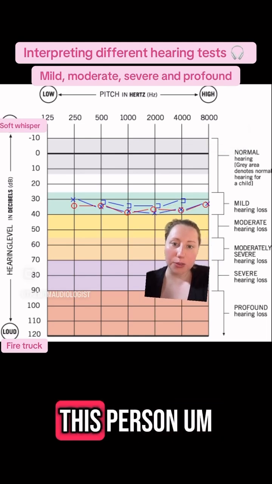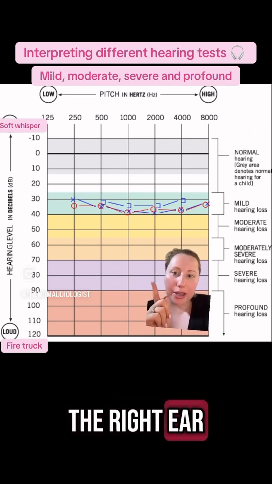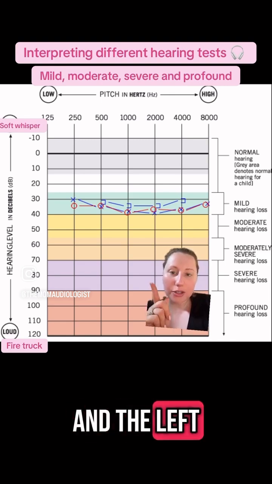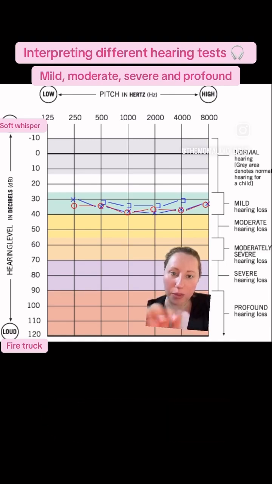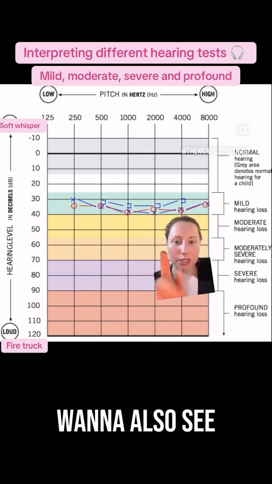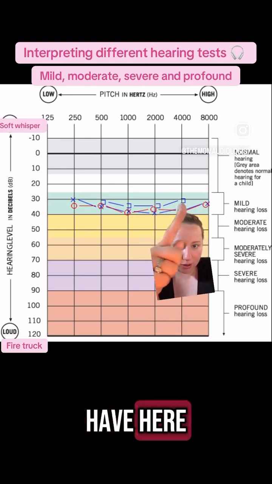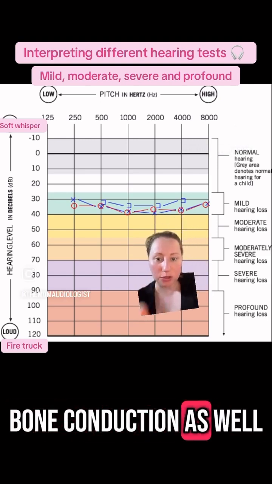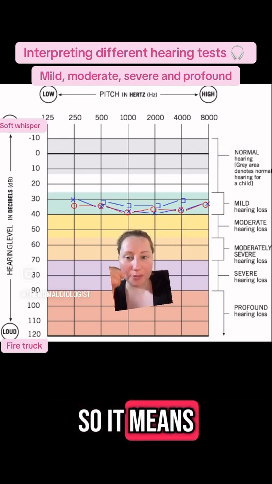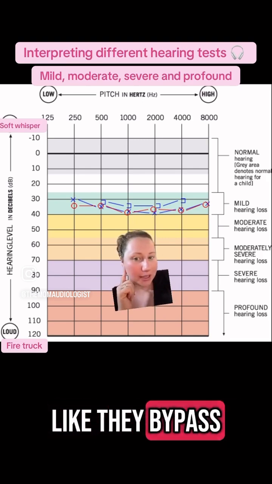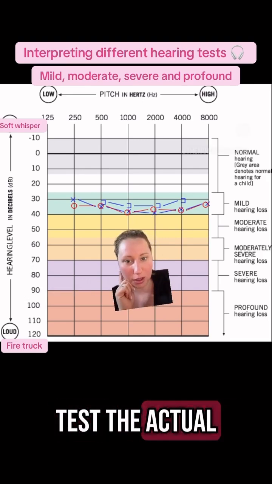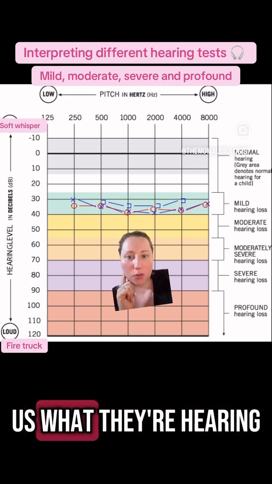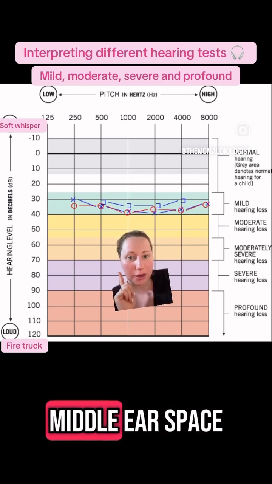Anyways, with this person, the right ear is the red circles, and the left ear is the blue X's. And you also want to see those little brackets, little symbols, that they have here. That is showing that they did bone conduction as well. It means they bypassed the middle ear space and tested the actual cochlea, bone conduction. That's showing us what they're hearing if there was nothing in the middle ear space blocking it.